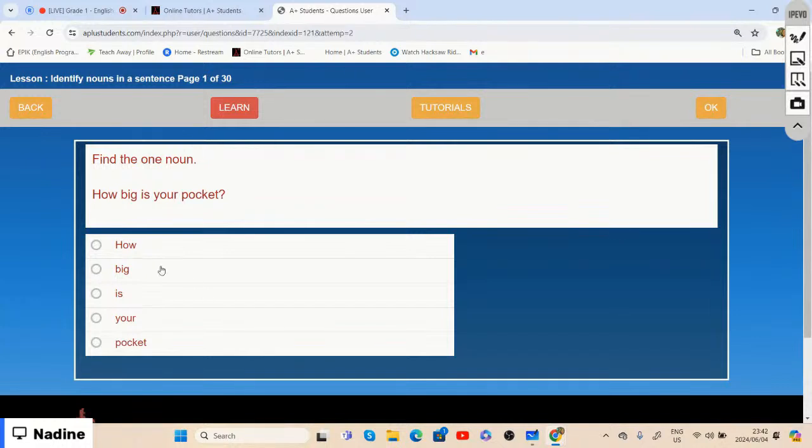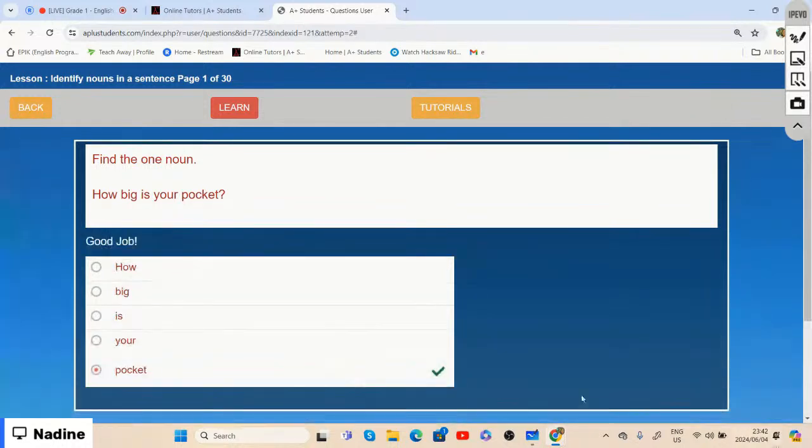All right, and if we were to find the one noun within the sentence, then we can say it is pocket.